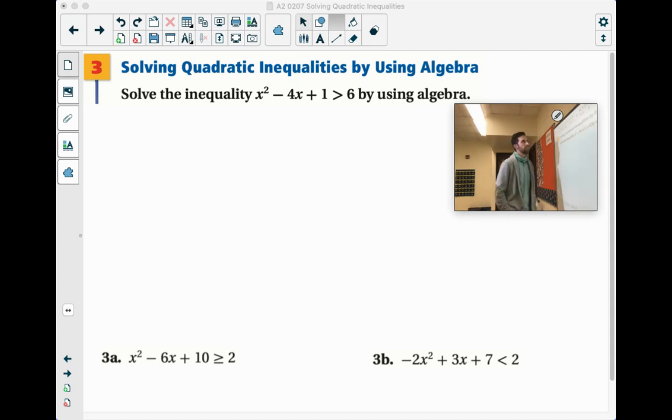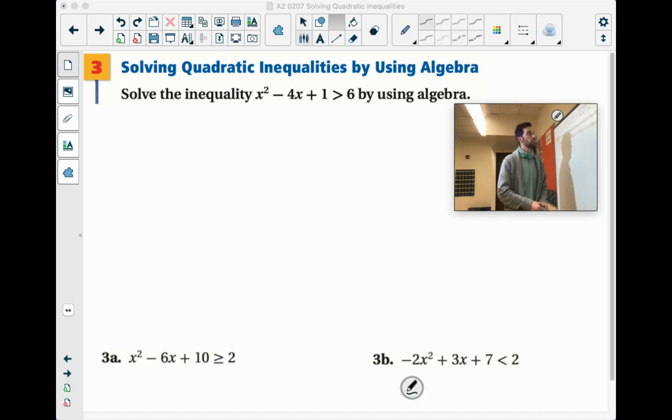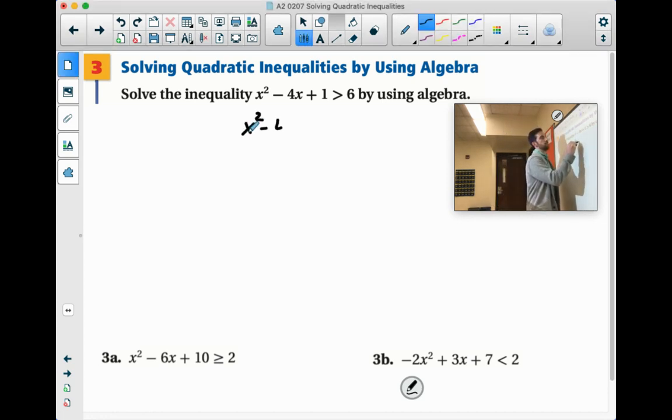Solve the inequality x squared minus 4x plus 1 is greater than 6 using algebra. This is the way I prefer it. Now, I'm so glad that we just practiced factoring not that long ago. We're going to solve this as if it said equals, right? And we'll figure out the inequality later. But we're going to solve x squared minus 4x plus 1 equals 6.